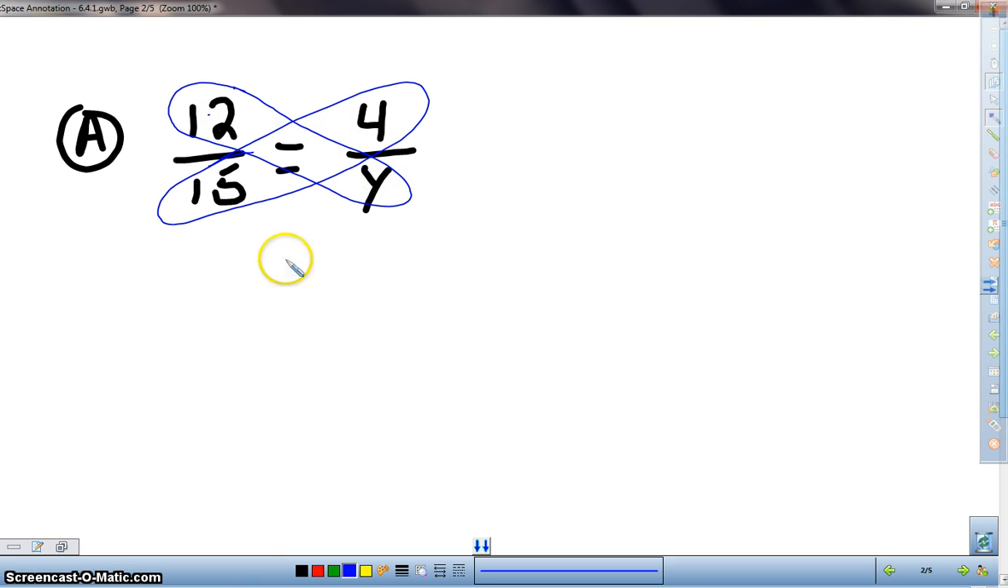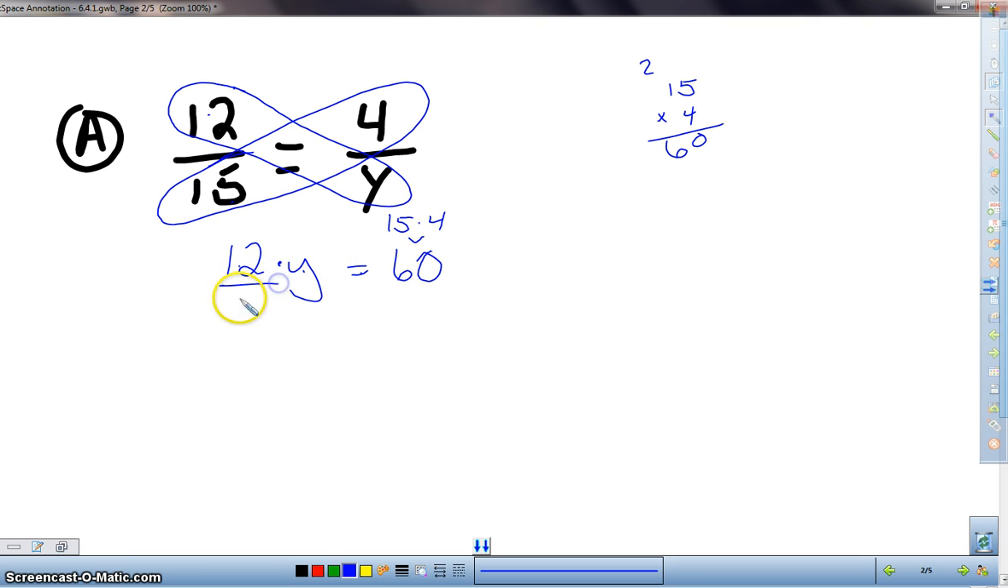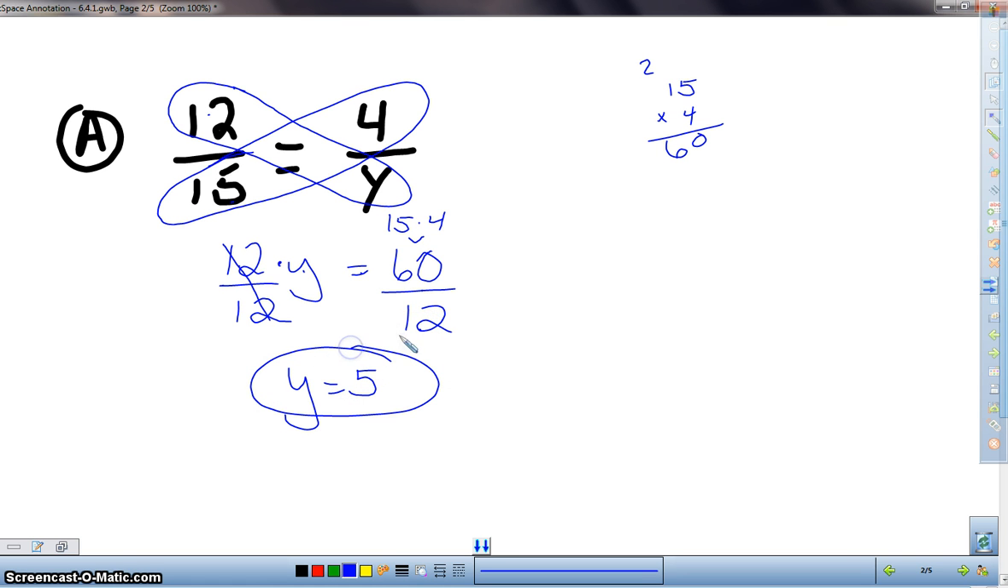So I'm going to have 12 times y equals 15 times 4. And if you don't know what 15 times 4 is, please take the time to multiply it off to the side, and you get 60. Then I have 12 times y equals 60. Once again, this is 15 times 4. That's how I got that. You're going to undo the operation. So in order to undo multiplication, we're dividing both sides by 12. The 12s here cancel out, leaving me with y. And then 60 divided by 12 is 5. That's my solution. Okay, moving on to the next one.